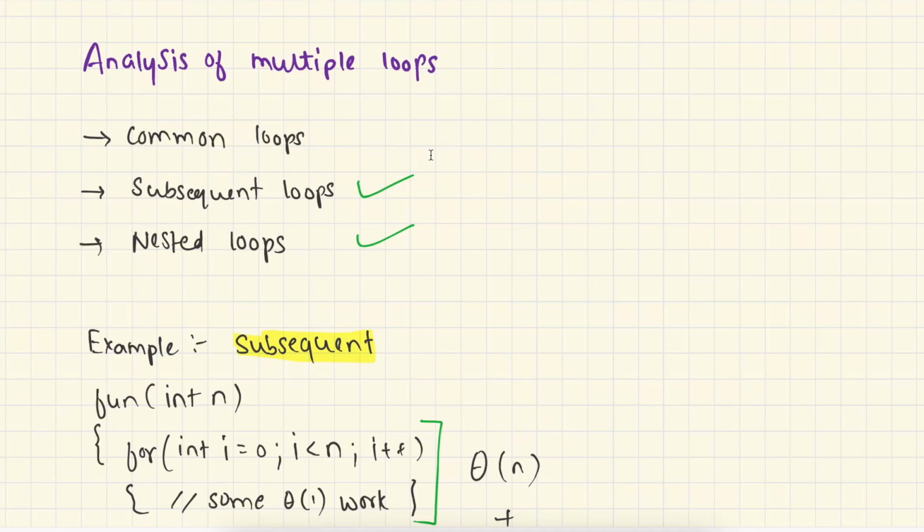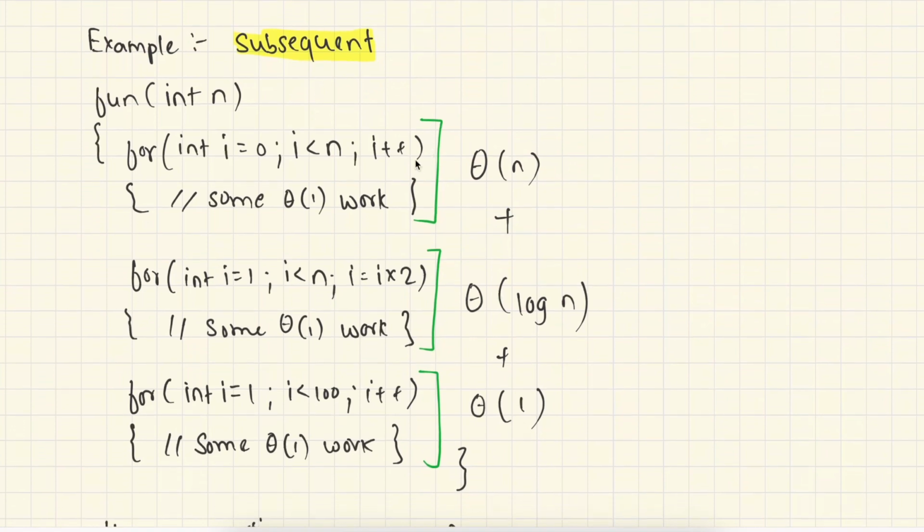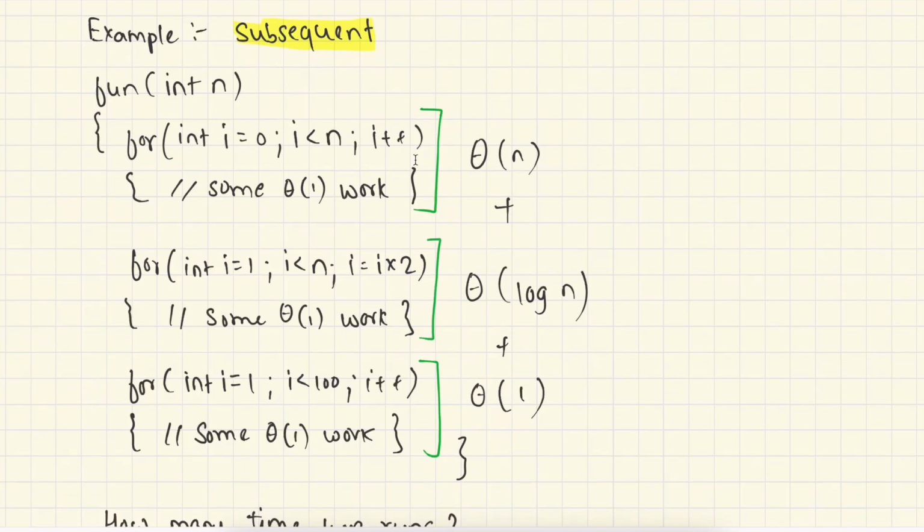Okay, so let's start with the first example. In this example, we have a function. This function takes input n, and inside this function we have three loops. We have seen this type of loop in the first video, this type of loop also, and this type of loop also.